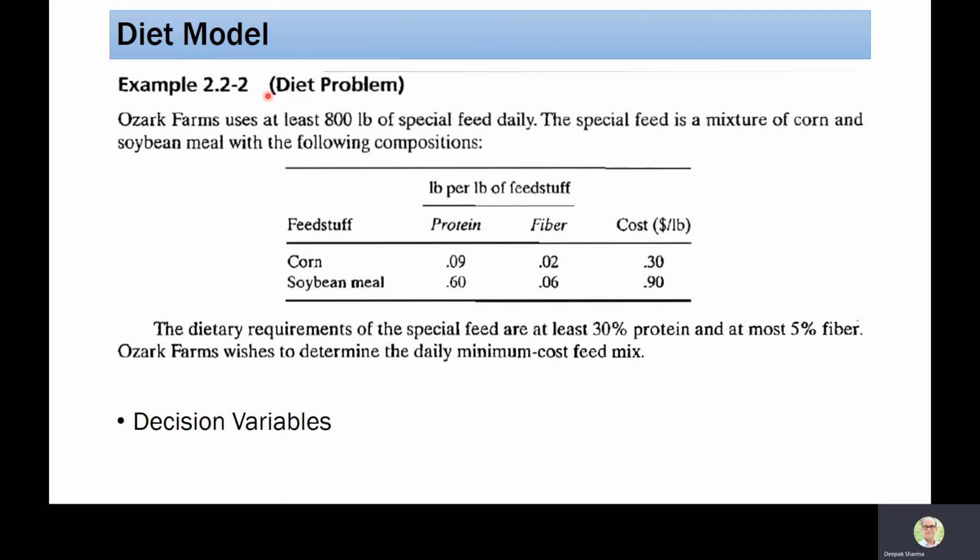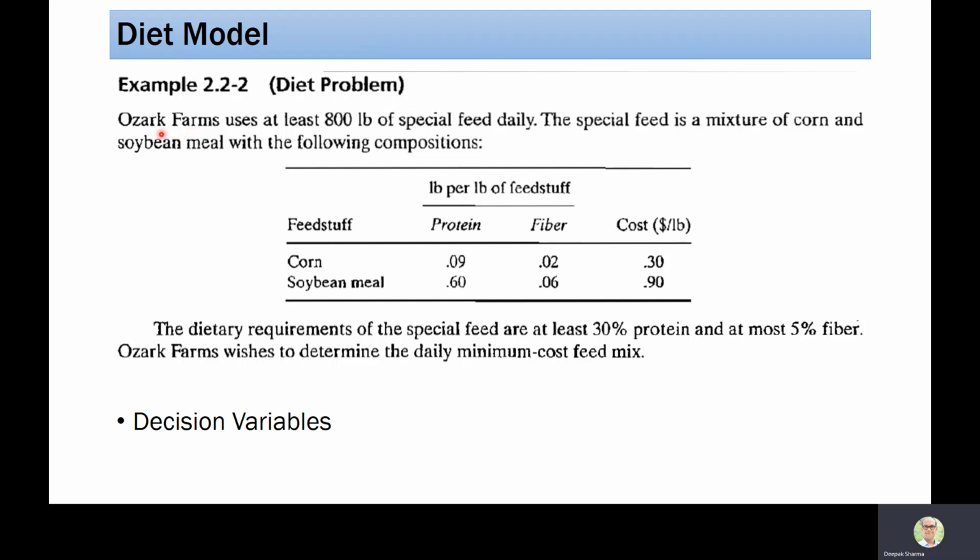Now let us move to another problem. Here our objective is, by looking at the problem statement, to first write the mathematical equations representing the variables, objective function, constraints, and variable bounds. Let us take the second problem. This is based on the diet problem.